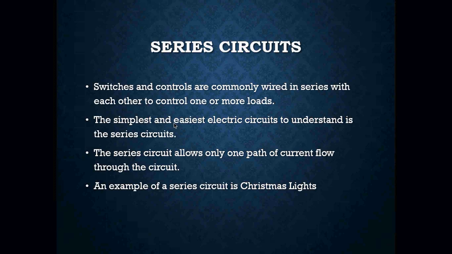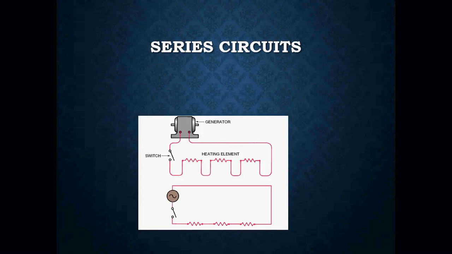The simplest of all circuits is obviously the series circuit. Series circuits allow for one path of current to flow through a circuit. A great example of that is the old Christmas lights. When one light went out, they all went out, and you would watch Dad go crazy trying to figure out why the strand of lights wasn't working.